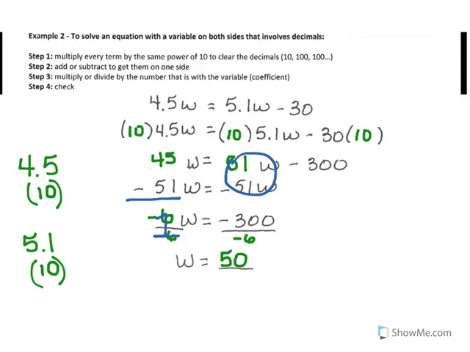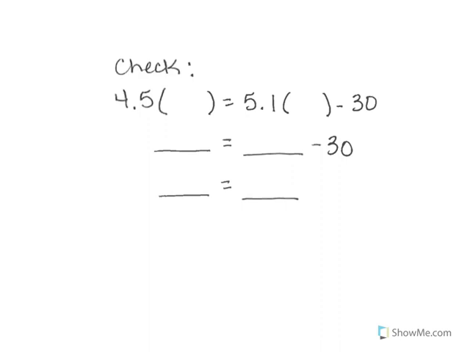Step 4 says we need to check it, so we're not done until we check it. I'm going to check it the same way as I did with my fractions, meaning that I'm going to write the original problem. I'm going to put parentheses wherever my variable was at, and I'm going to now within the parentheses put in the value that I gave for the variable. And I said that it was 50. Now I'm just going to go through and do my math.